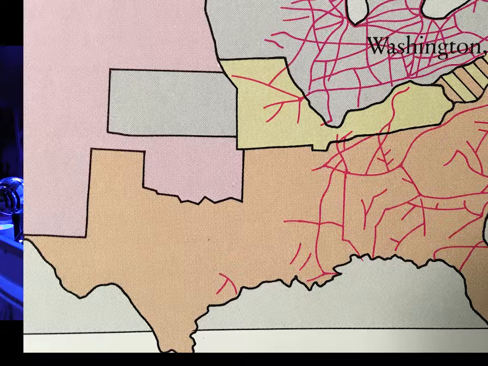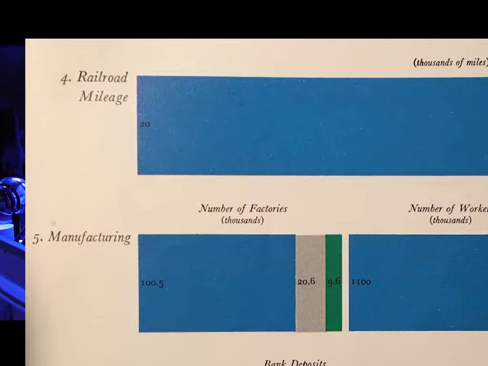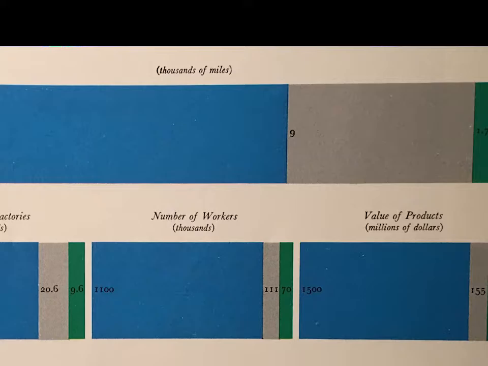More stuff about materials. Well, the North has a huge advantage in terms of railroads. This is a graphic from the American Heritage book that I talked about by Bruce Catton. There's some pretty straightforward graphics here. Number 4 at the top says railroad mileage. You'll notice that the North has 20,000 miles worth of railroad up against 9,000 miles that the Confederacy is going to have.